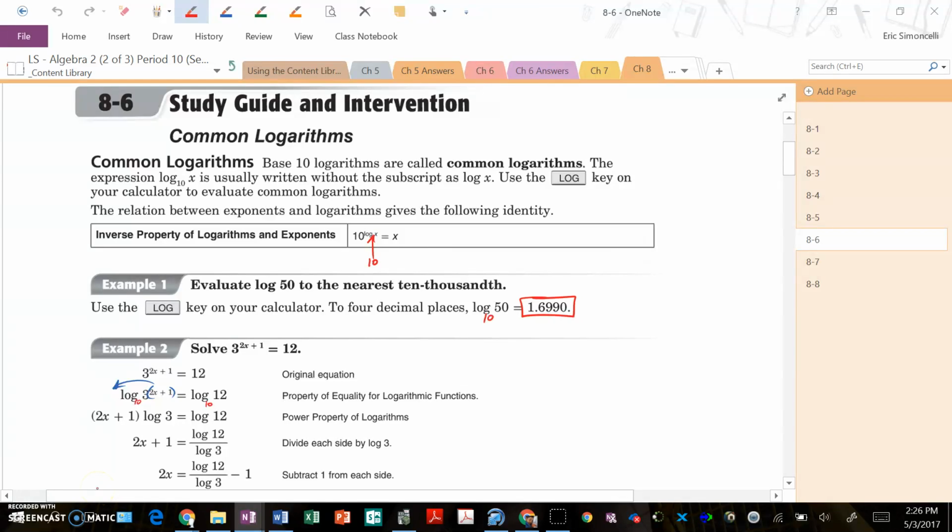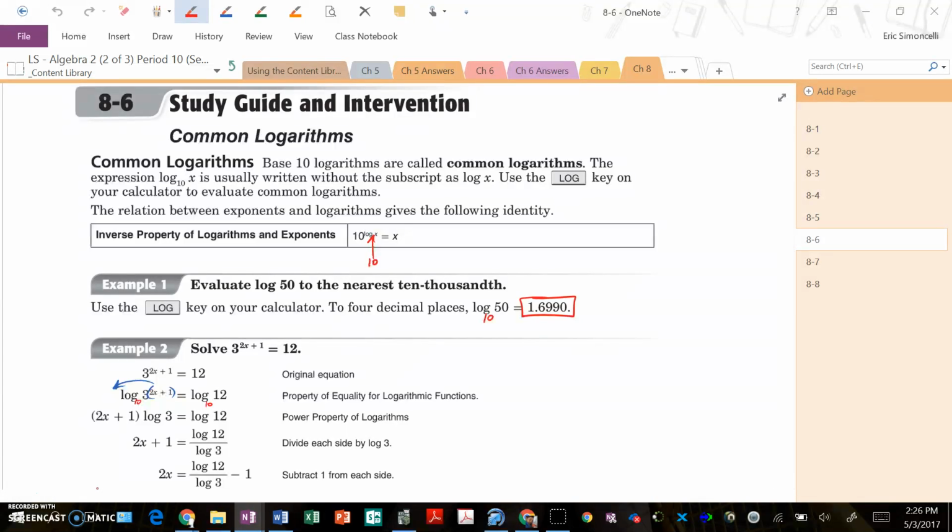Okay, so in section 8.6, in our last YouTube video, we talked about common logarithms. We're going to continue that topic today. Base 10 logarithms are called common logs, and you guys already know this. The expression log base 10 of x is usually written without the subscript as log x. We use the log key on your calculator to evaluate common logs.